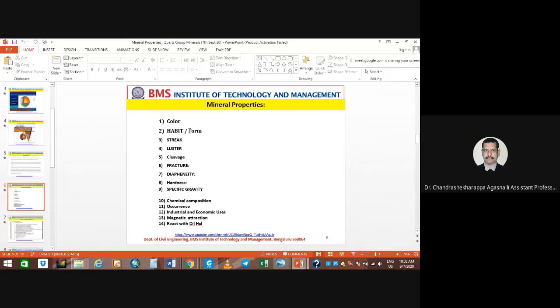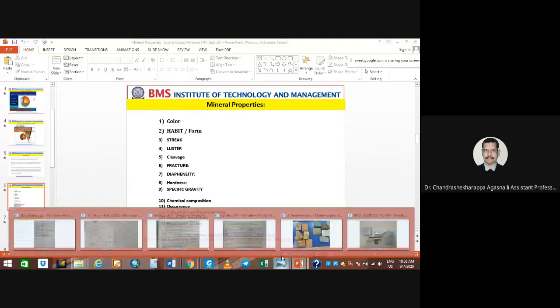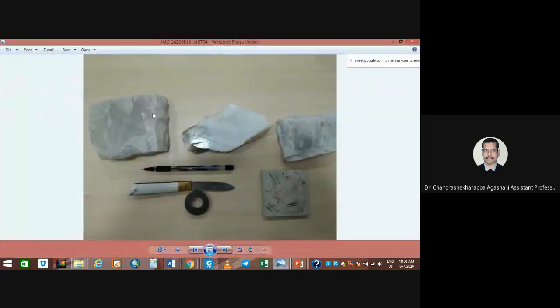That's a streak. And what is luster? Luster is the shining of the minerals. Say for example, this is orthoclase, microcline, and plagioclase minerals.